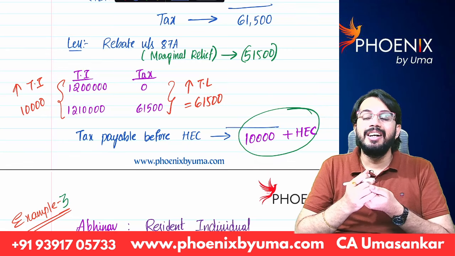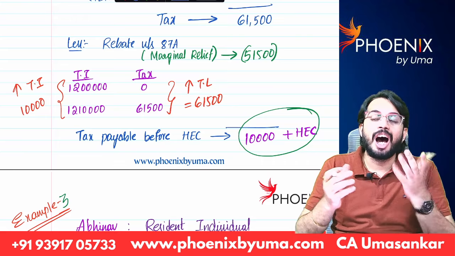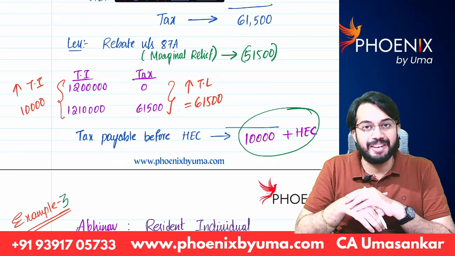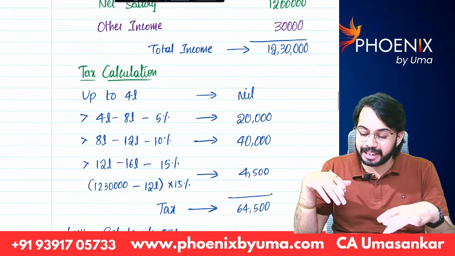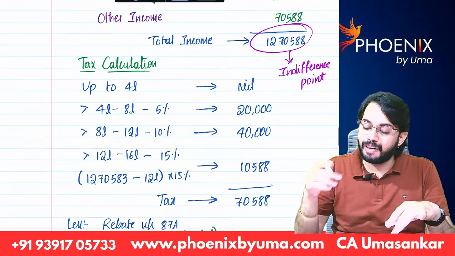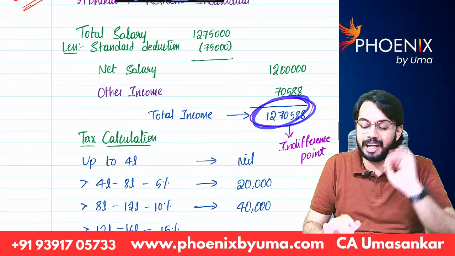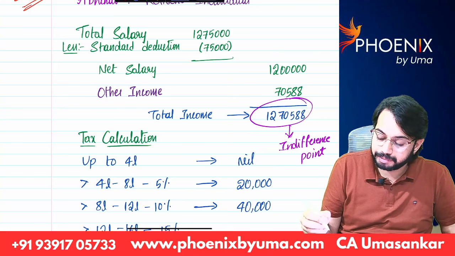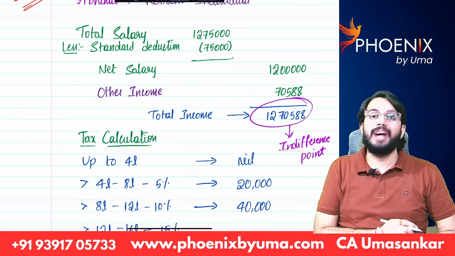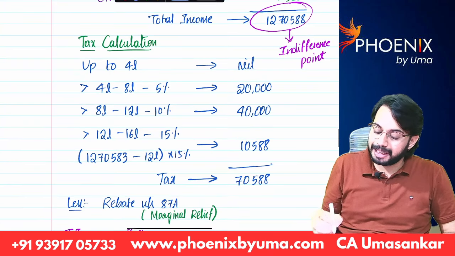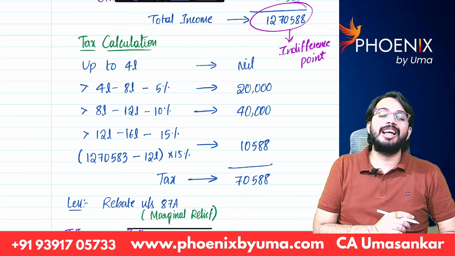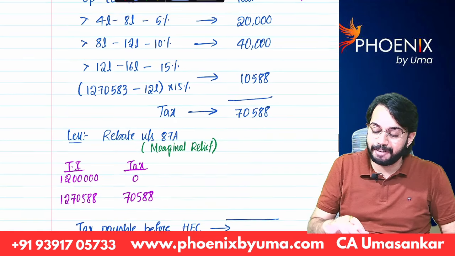Next, you will get a question. How far is marginal relief available? Marginal relief is available till 12,70,588 rupees. That means, let's say, other income is 70,588. Then, how much is the tax liability? Tax liability is also 70,588.